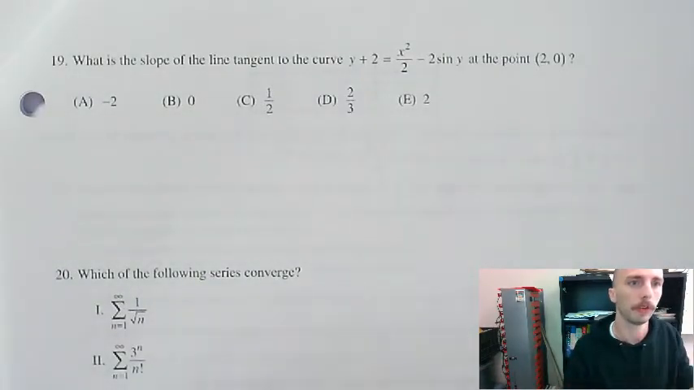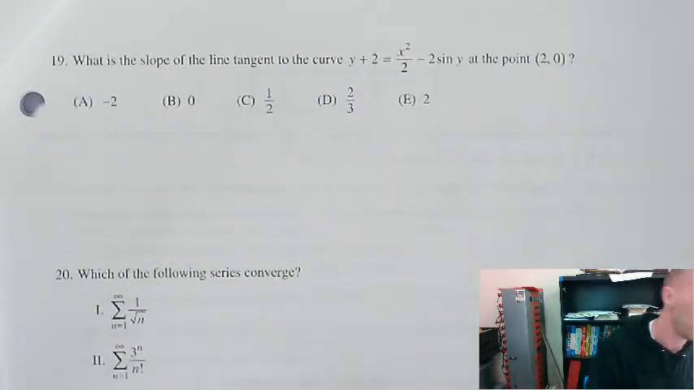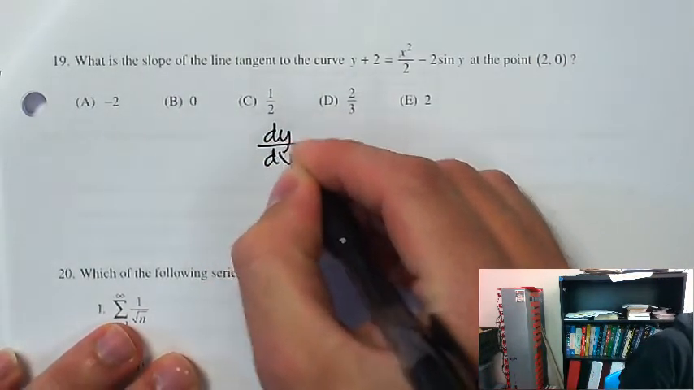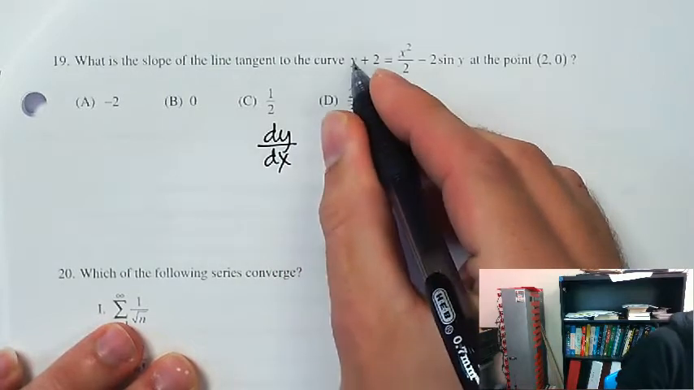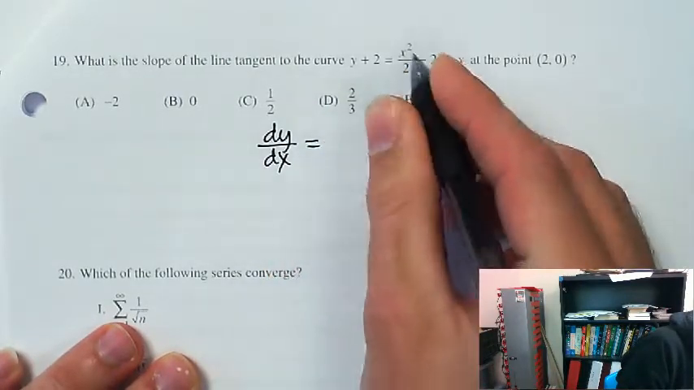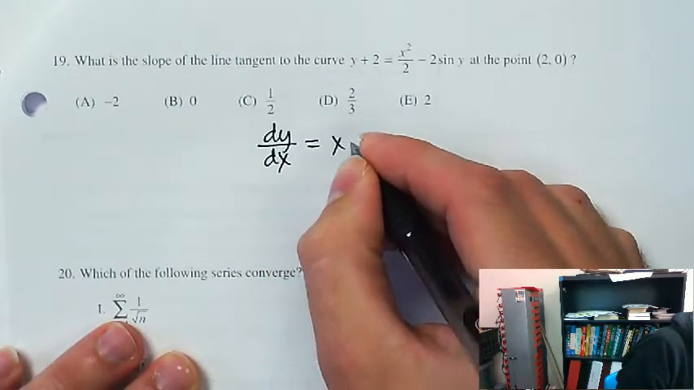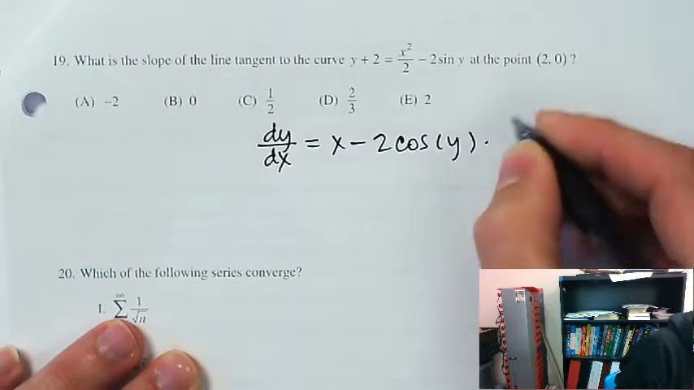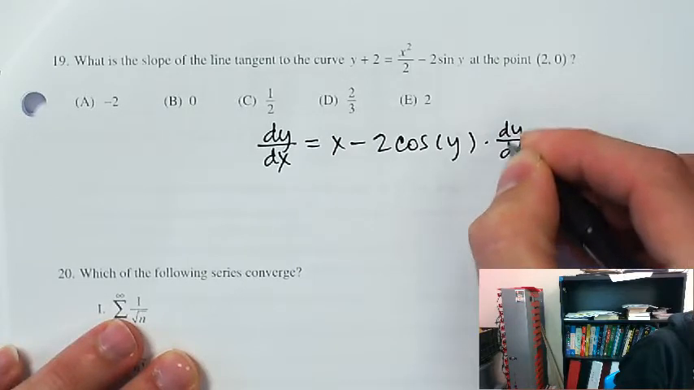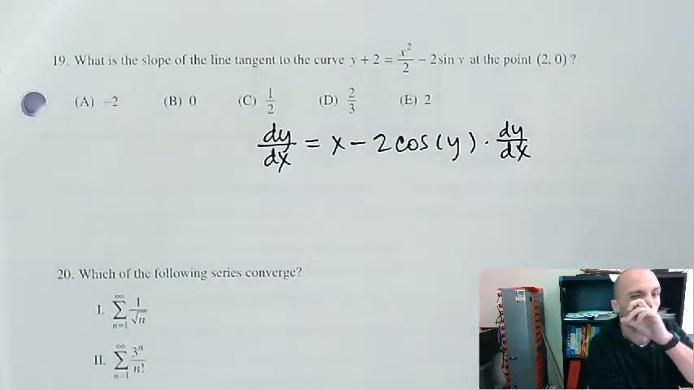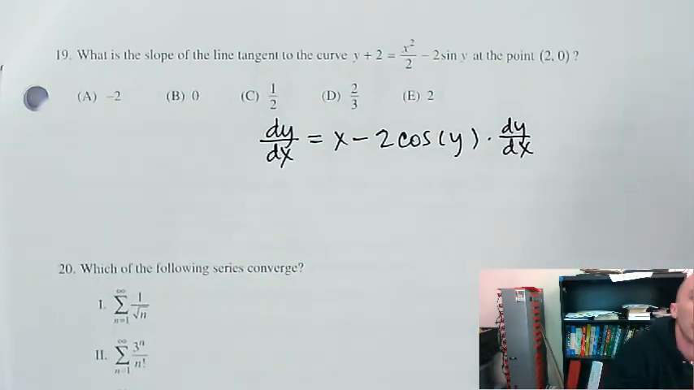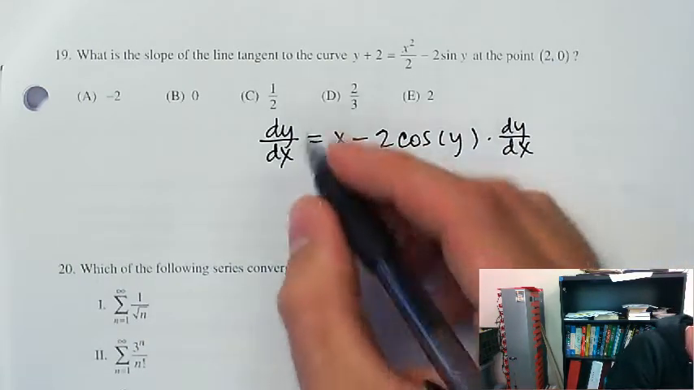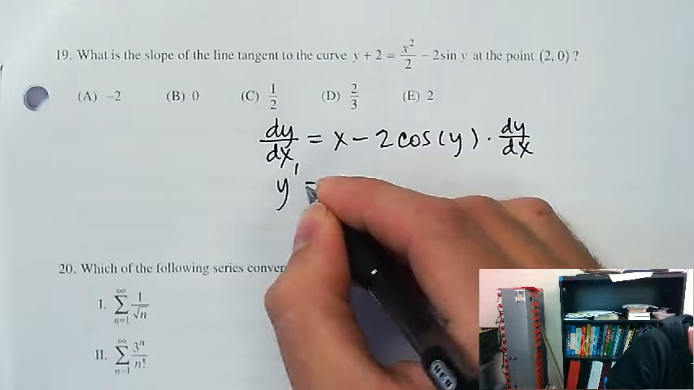Slope of the line tangent to the curve at the point (2, 0). All right, we're going to take the derivative implicitly. Plus 0 equals 1x minus 2 cosine of y multiplied by dy/dx for the chain rule. And then we're going to plug in x equals 2 and y equals 0, and then just solve for dy/dx. I might call it y prime for simplicity.